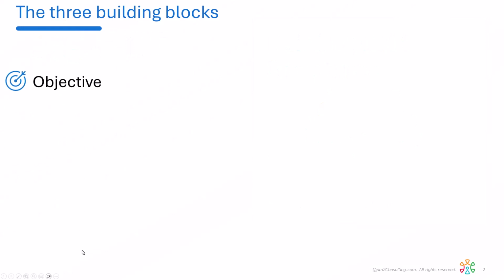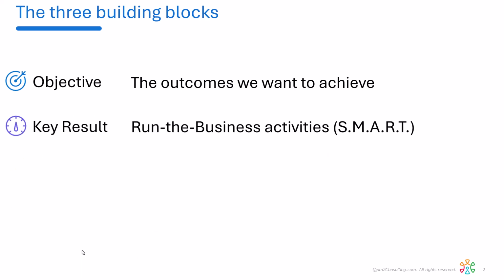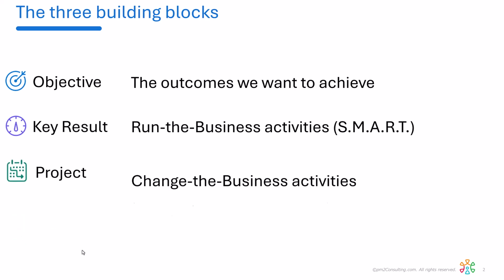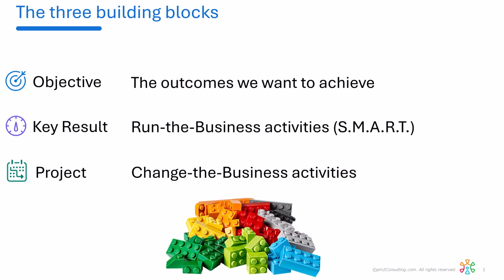So overall, we've got three building blocks. Objectives, which is describing what are the outcomes you want to achieve. Key results, that's sort of the run the business activities, the day-to-day activities, and they're typically SMART measures. And then projects. Projects we measure from the milestones that we want to achieve each quarter, and they're about helping change the business activities. So these are the three building blocks that we use. And that's all we need. That's going to allow us to describe your strategy in great detail.